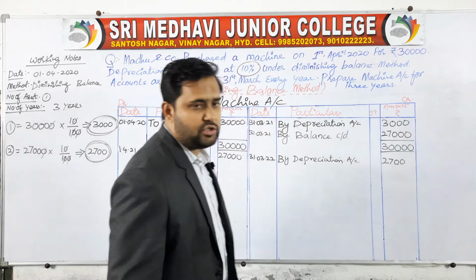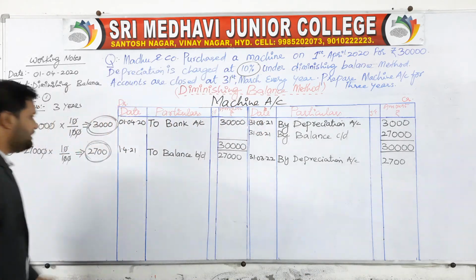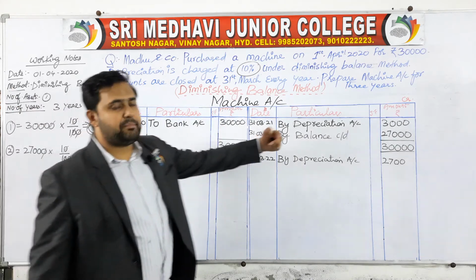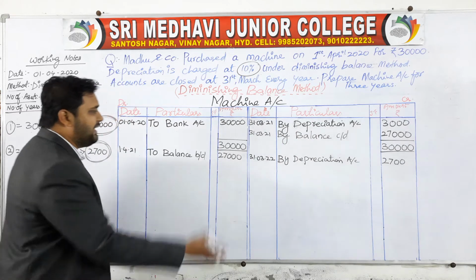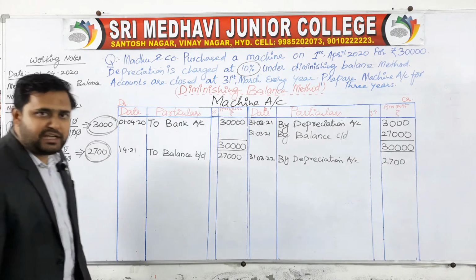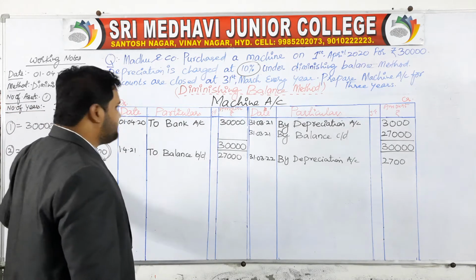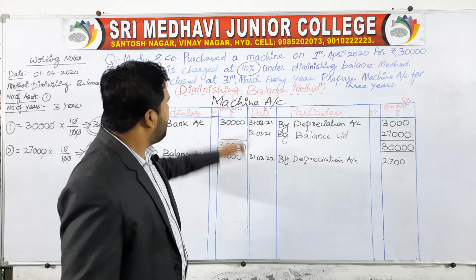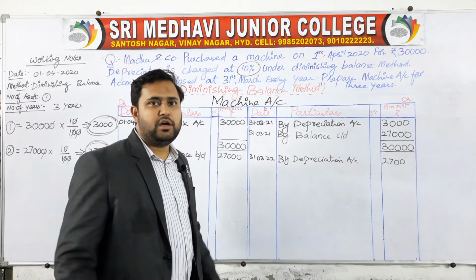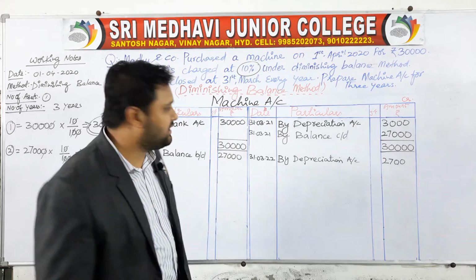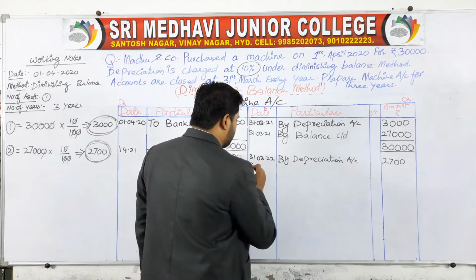How do you know that this 2,700 is the depreciation of this year? The balance brought down from the previous year is transferred here. Take that balance, go for the working notes. On 27,000 calculate 10%. 27,000 at 10% is the 2,700 depreciation value under diminishing balance method, or you can say reducing balance method or written down value method.